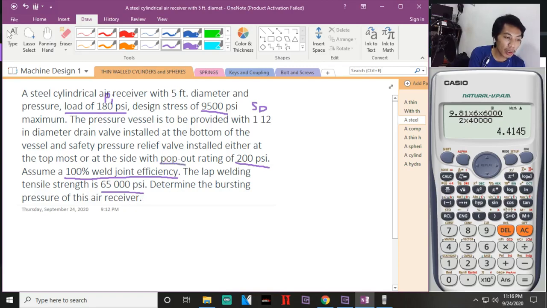Ito, pop-out rating. Rating lang yan, pero hindi yan yung bursting. Ano bang hinahanap? Bursting pressure. Now, we say this is thin cylinder. Always, kapag mahirap i-compute ang bursting kapag thick-walled cylinder, ang haba ng formula. Ang ganitong problem, pag na-encounter nyo, all you have to do, get the ratios between them. Bakit? Kahit i-simplify ko pa yan, ang pressure pa rin yan is maximum.